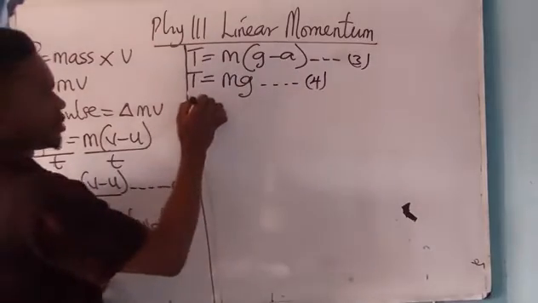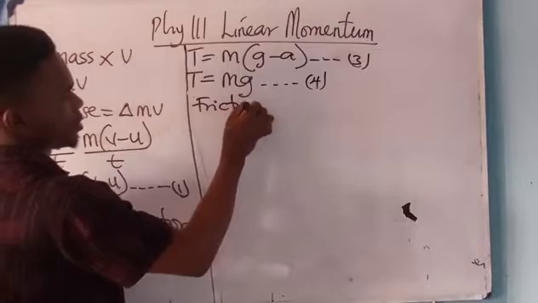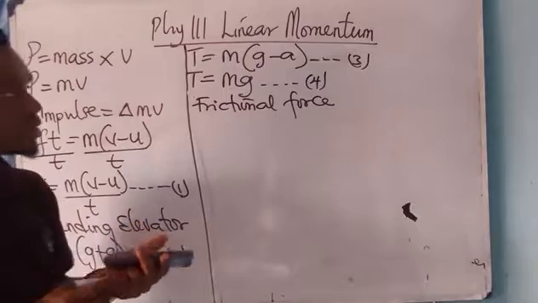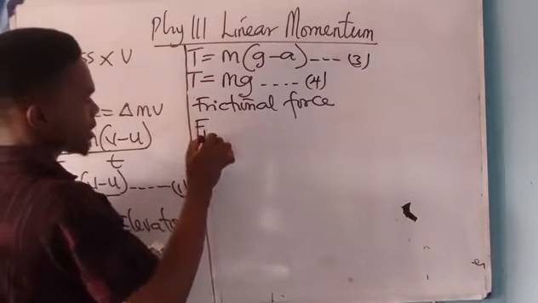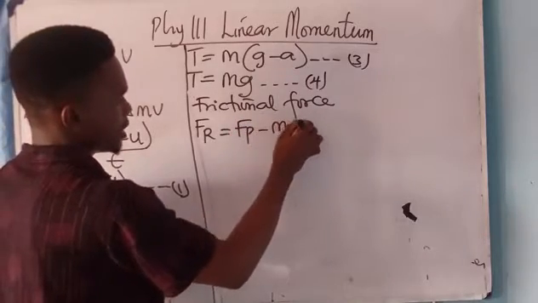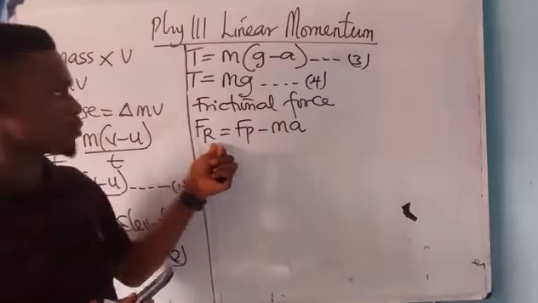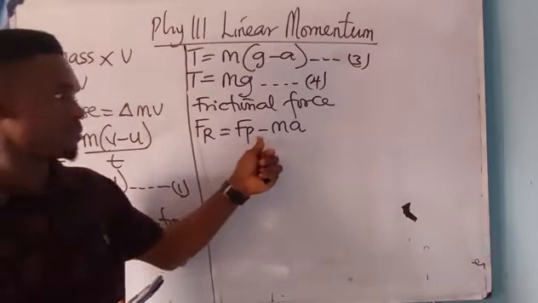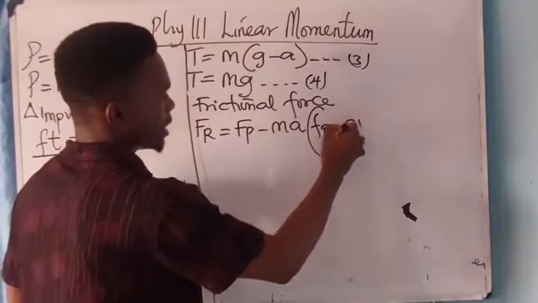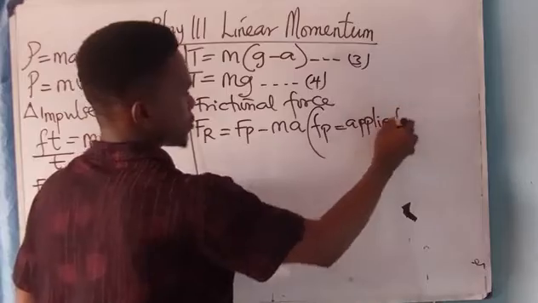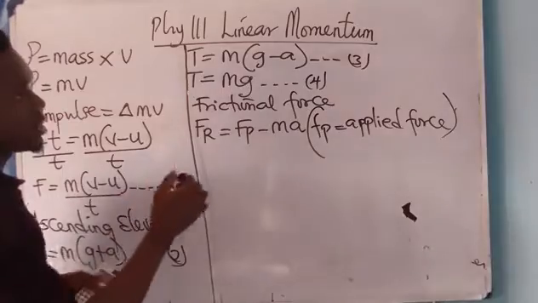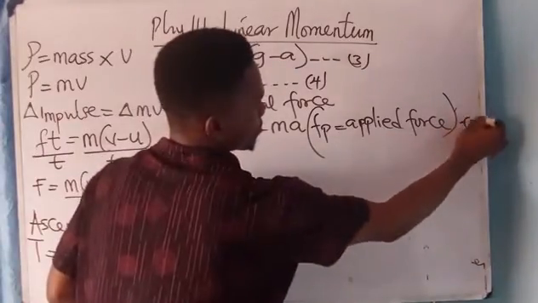Please, frictional force. The frictional force between two bodies is usually given as F arrow is equal to Fp minus ma. The frictional force of a body is given as Fp minus ma. Please, Fp means the applied force. It is the applied force that keeps the object moving. Take note, this is case 5. Case 5.